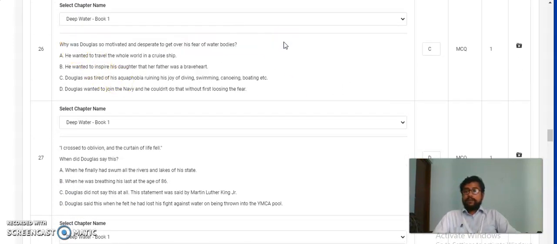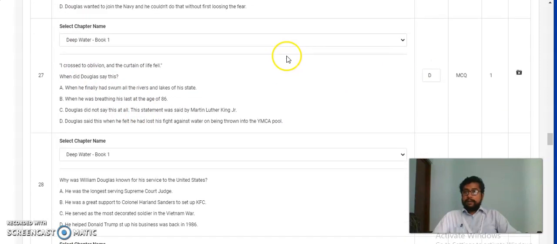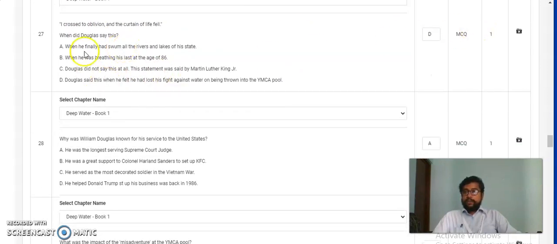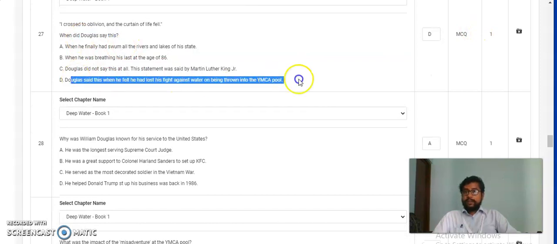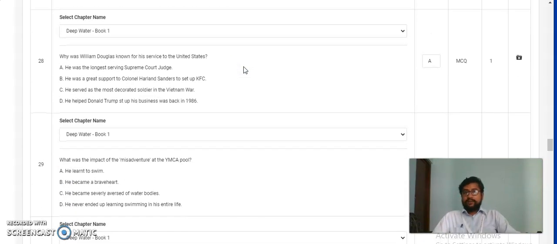Why was he so motivated? Option C. Then I crossed to oblivion, the curtain of life fell. This is, of course, deep water. Question D, when did Douglas say this? In the last moment. Trick question, Douglas did not say this. The statement was said by Martin Luther King Jr. Obviously, that's a redundant question.